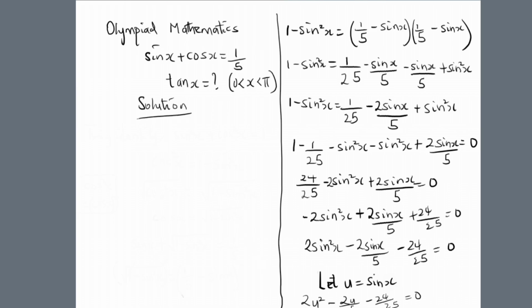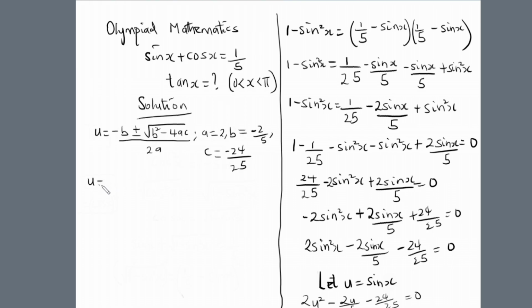Based on what we have as our variables here, the quadratic formula will be u equals minus b plus or minus the square root of b squared minus 4ac over 2a, where a is the coefficient of u squared, 2, b is the coefficient of u, minus 2 over 5, and then c is the constant, minus 24 over 25.